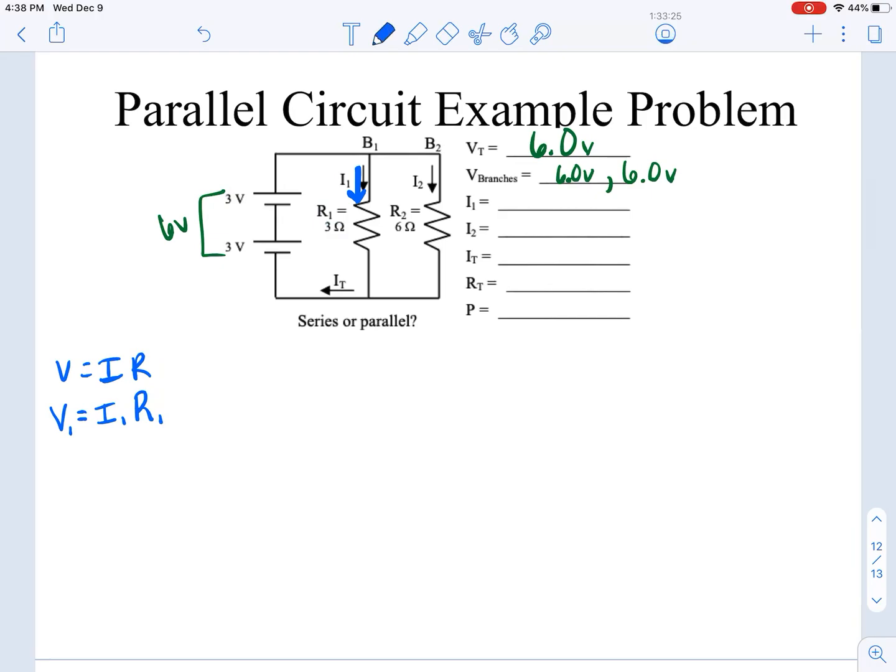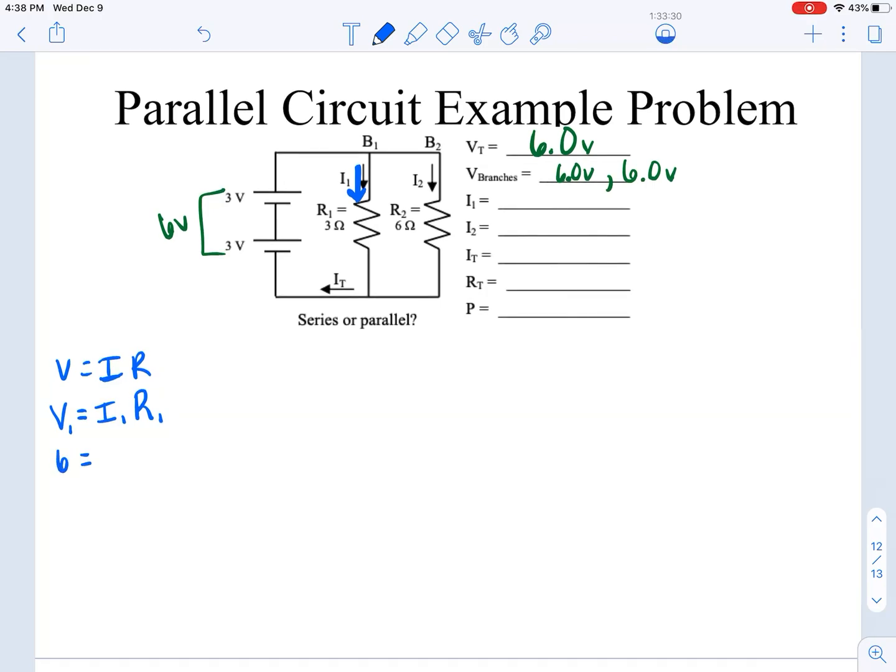So my current is going to be 6 equals I times 3. So divide by 3. 6 divided by 3 is 2. So I have 2 amps of current that flow through that very first branch.